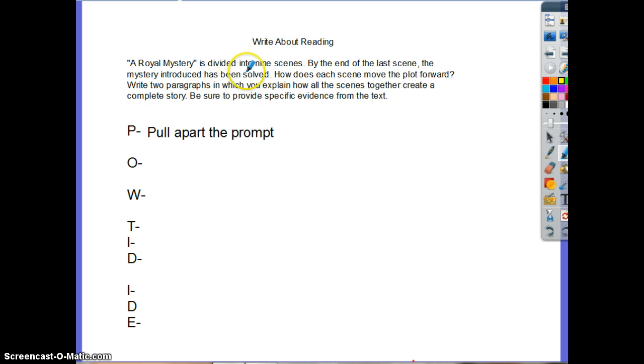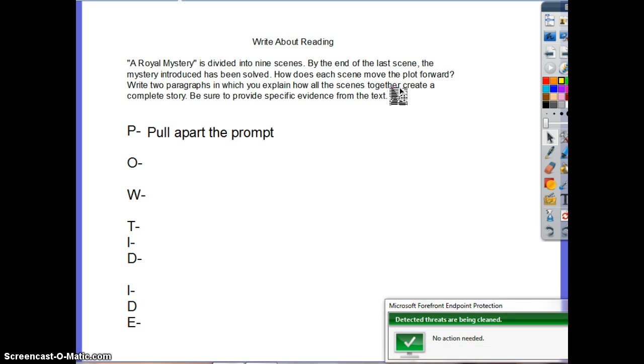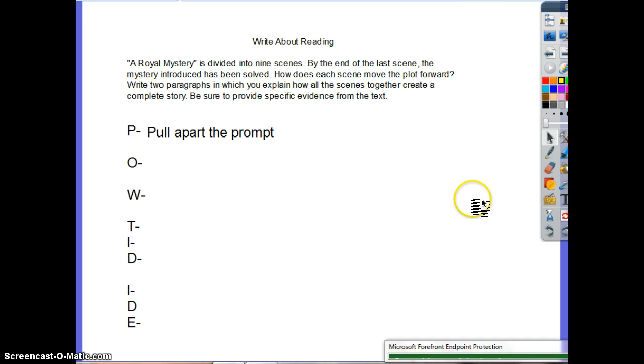Okay, so as we are examining this prompt, it's telling us that this part right here, we need to pull apart the prompt. So let's do this. It says, how does each scene move the plot forward? Okay. Now, some of us have asked, well, what does plot mean? We kind of got a little confused on that the other day. And the definition that you guys came up with that worked really well was, a plot is all the events and action in a story. Okay. It's all the events and action in a story.